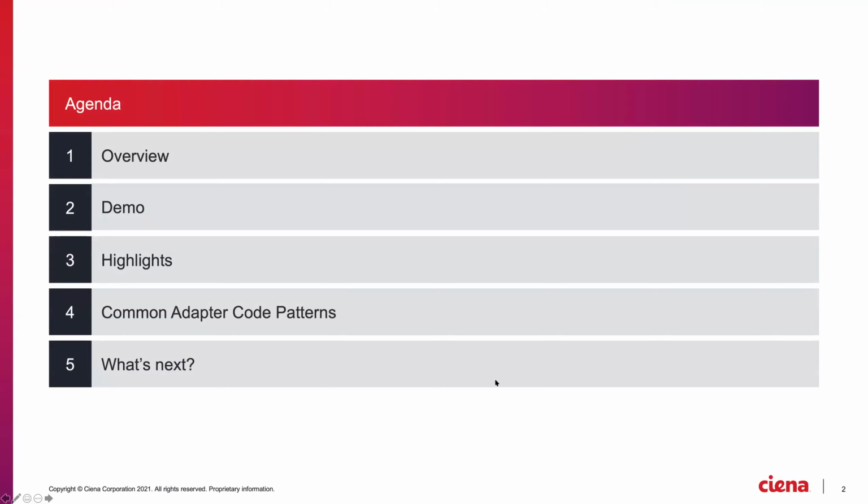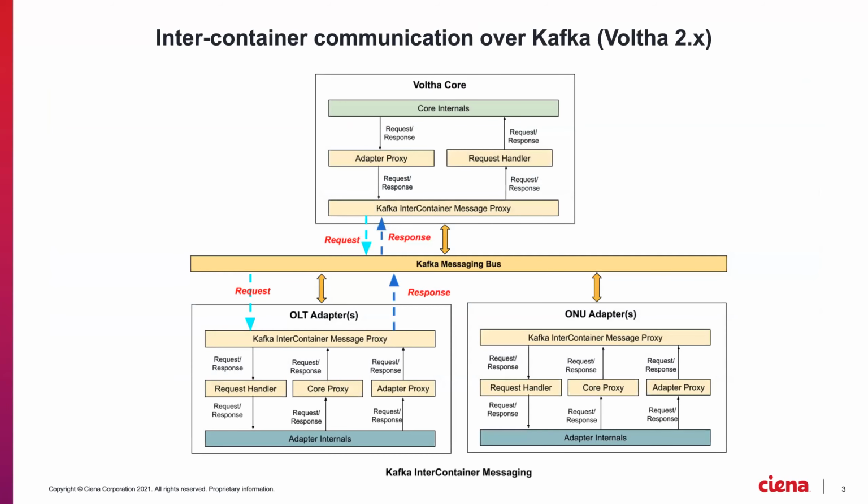Like I said, I'll show an overview, I'll give a brief demo, and I'll show some highlights of the changes, and also show some of the common patterns once we're going to use gRPC. There's a change from how we were using Kafka before to the way we're going to use gRPC, and also what's next. So currently, how do we communicate over Kafka? Here's an example between the core and the adapters. We have the Kafka messaging bus in between, and we have all those proxies.